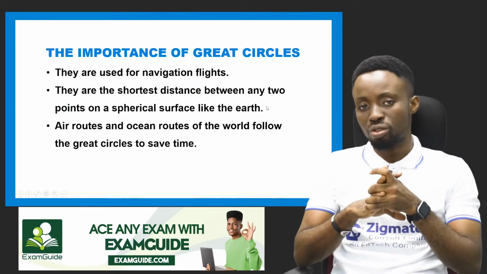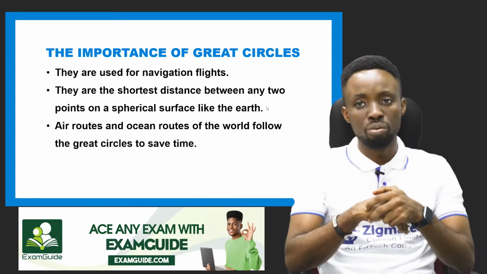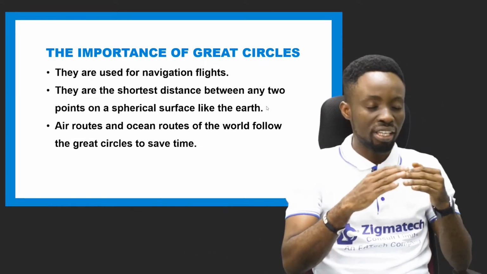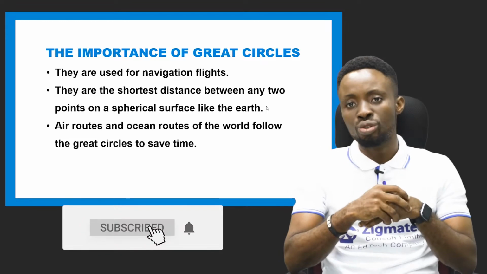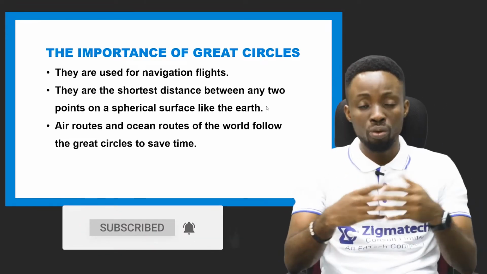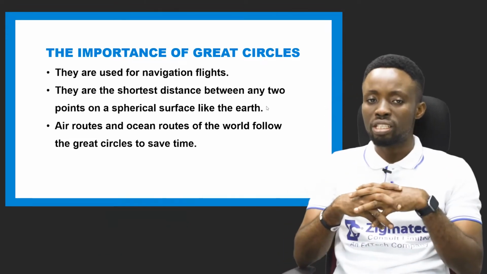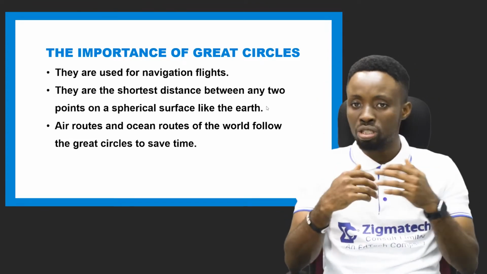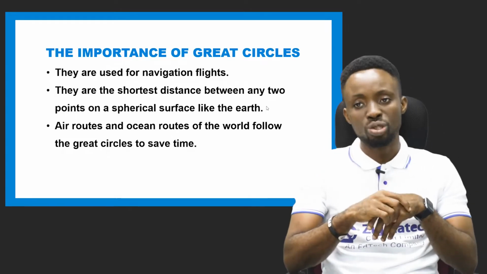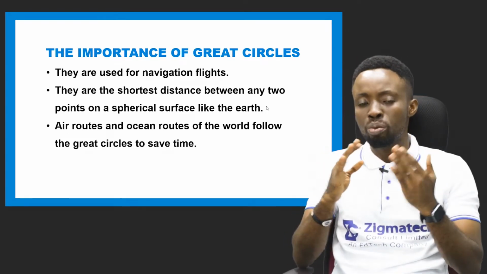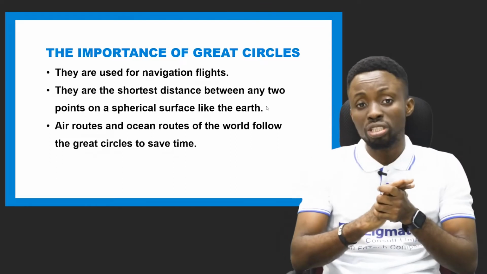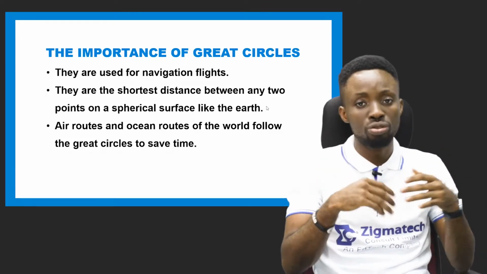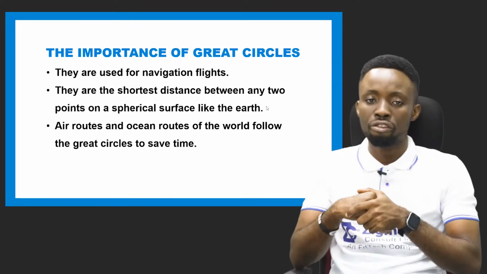So let's look at the importance of great circles. Why are great circles very important? Now, one thing about great circles is that in the aviation sector, they make use of them for navigation and flight. And what's the reason for that? The reason is that great circles give the shortest distance between two points on the Earth's surface. As a result, people in the aviation sector travel through great circles just to save time and to save fuel.